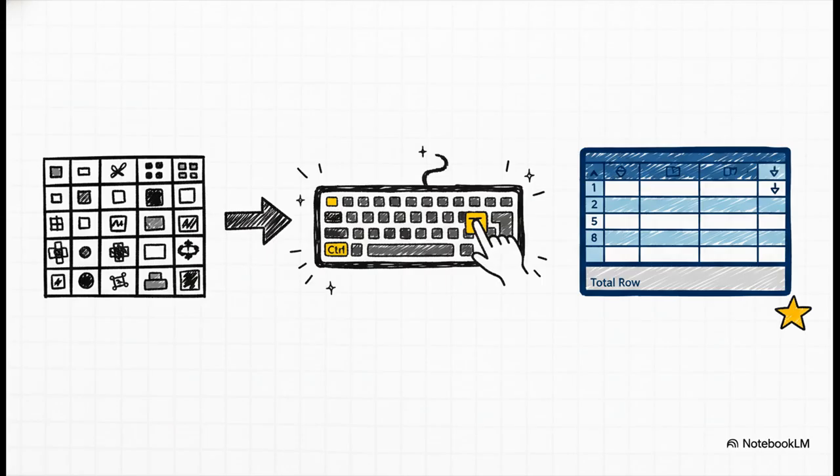So what's the ultimate solution to avoid these traps? It's simple. Convert your data to an official Excel table. Just hit Control+T. Tables have filters built right in, and they have this amazing total row feature that automatically uses the right subtotal function. It's a game changer.